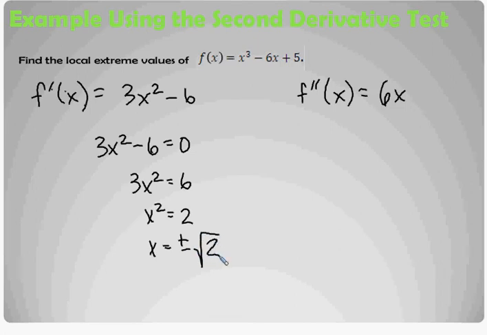I'll find out if they're max or mins simply by putting them back into my second derivative. The second derivative at negative square root of 2 is going to be less than 0. So that would mean that it would be frowning. And so in that case, it's going to look something like this. So this would be a local max.